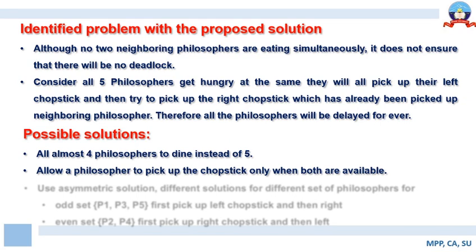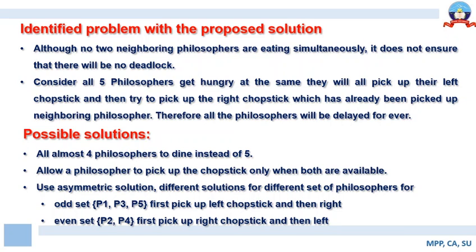Second possible solution may be to allow a philosopher to pick up the chopsticks only when both are available. So even when one is available, a philosopher should look for whether the other one is available. Only if both are available should they be allowed to pick up the chopsticks.